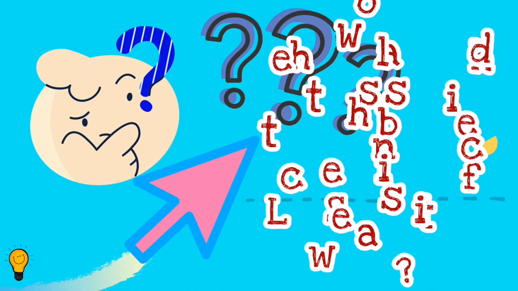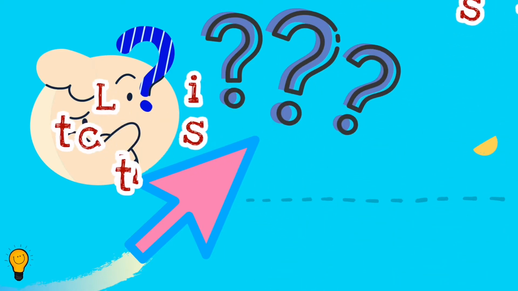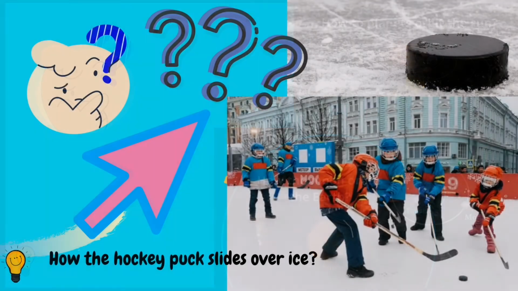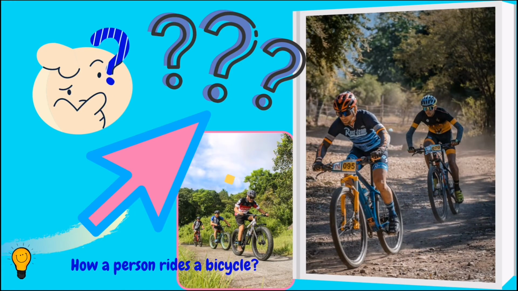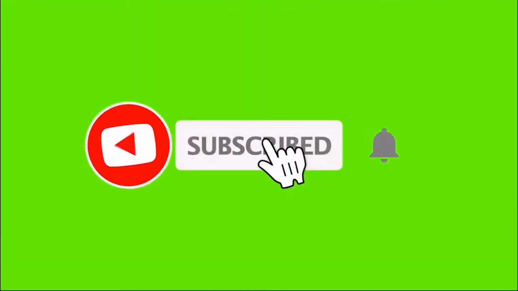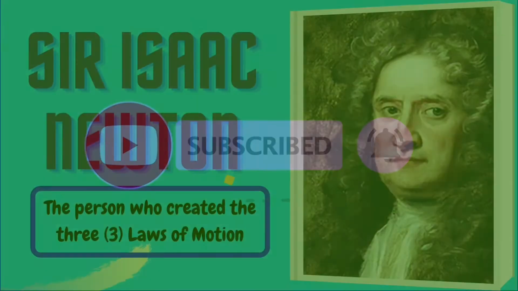established the scientific laws that affect nearly all of our everyday experiences. For example, how the moon orbits the Earth and the planets orbit the sun, how a hockey puck slides over ice, how a person rides a bicycle, and how a rocket launches a satellite into space. In this video, you will be introduced to the person behind the connection of these laws.